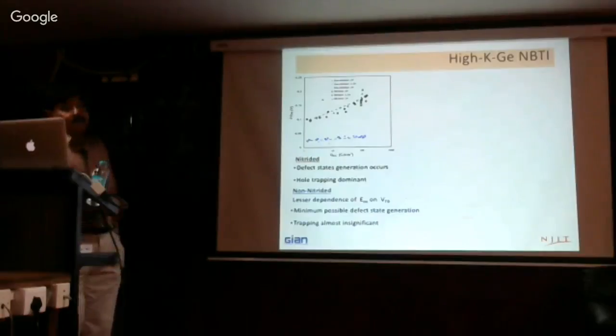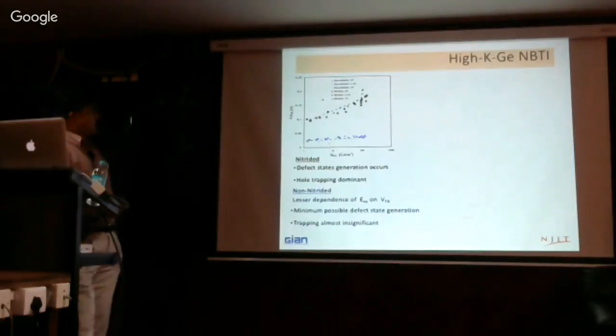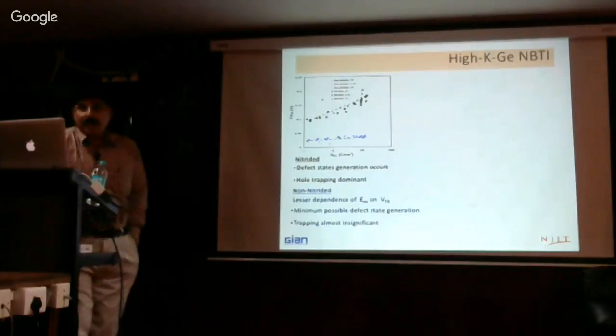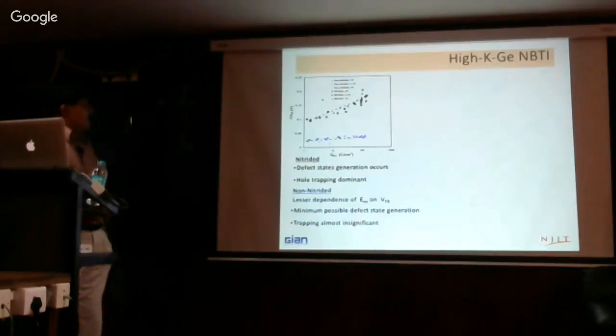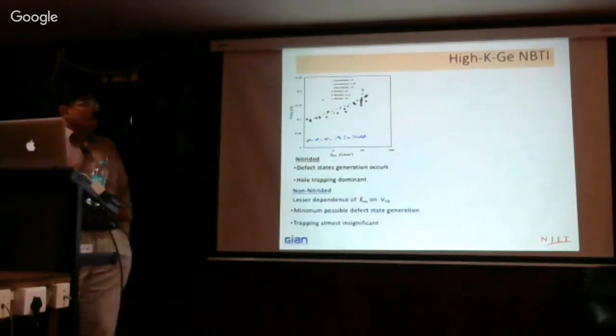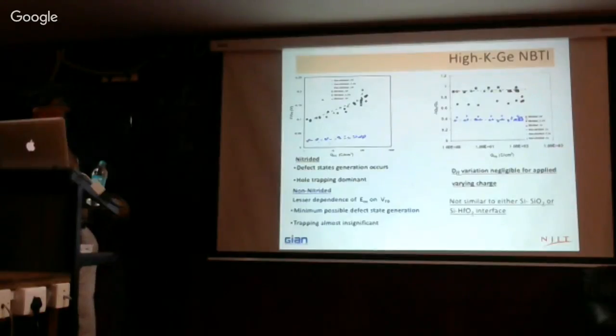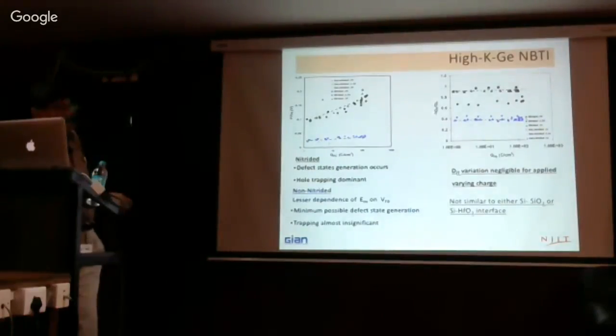And then you see the flat band voltage shift. With the non-nitrided one, the one with no nitrogen, the flat band shift is minimum as a function of the injected charge, whereas with the nitrogen the flat band shift is actually worse. So these are some of the issues we saw. And in some cases, if you plot the change in interface state density as a function of stress, there is not much change.